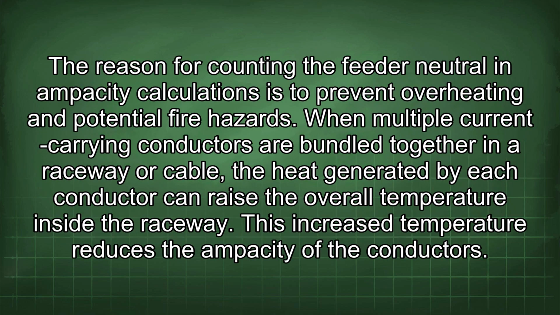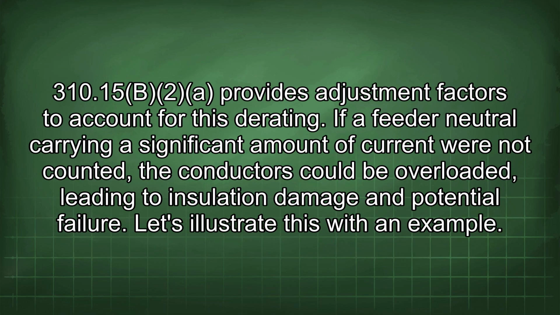The reason for counting the feeder neutral in ampacity calculations is to prevent overheating and potential fire hazards. When multiple current-carrying conductors are bundled together in a raceway or cable, the heat generated by each conductor can raise the overall temperature inside the raceway. This increased temperature reduces the ampacity of the conductors. 310.15(B)(2) provides adjustment factors to account for this derating.